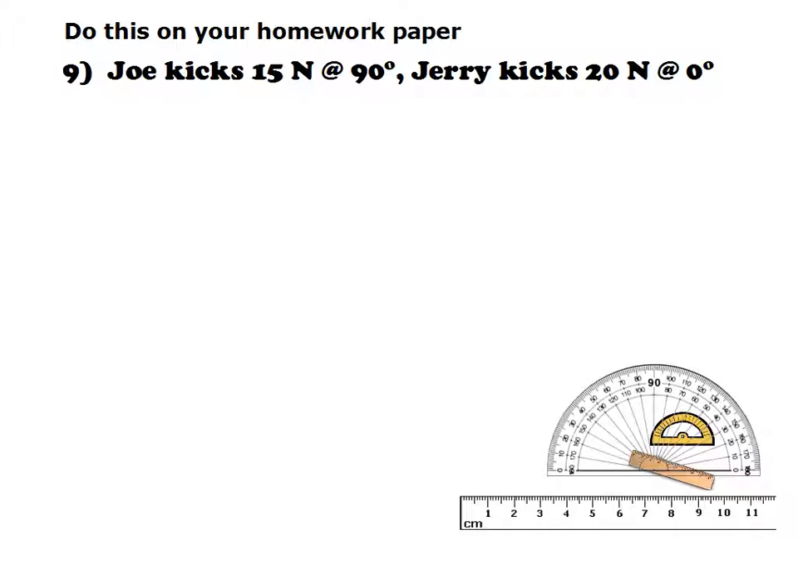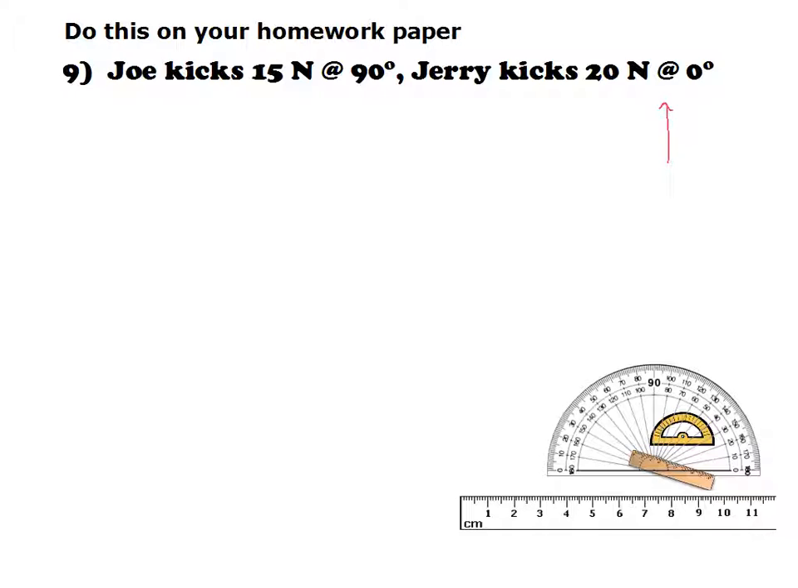Here's the last example. I wanted to try this one. It's really a pretty basic one, but because the magnitude is not measured in centimeters, it makes it a little bit weird. It says Joe kicks, well, they're kicking a soccer ball, I think, but they kick it at the same time, so neither one really wins. Joe's going to kick it with 15 newtons of force at 90 degrees. He's going to kick it basically straight upward, whereas Jerry is going to kick it at 0 degrees.